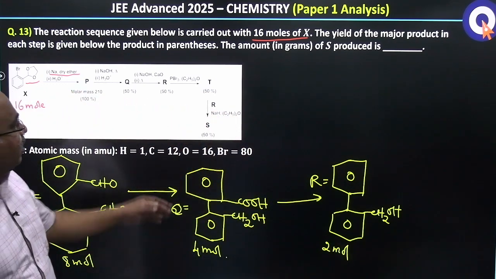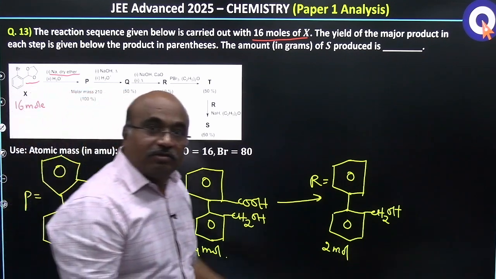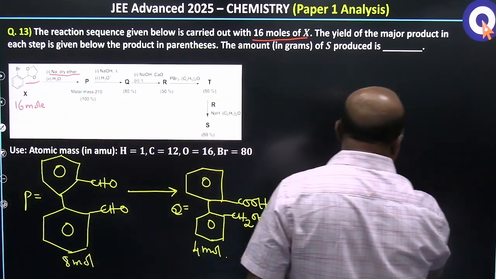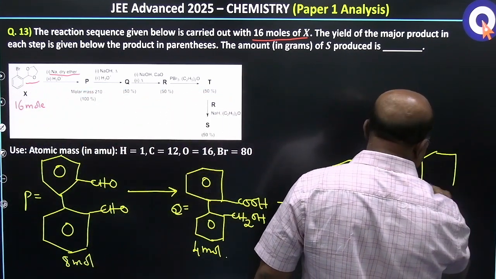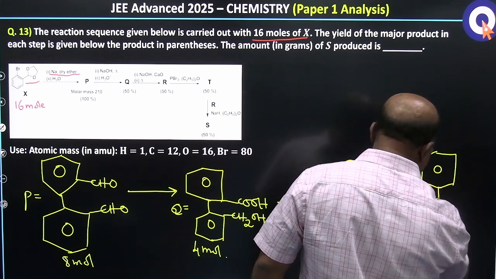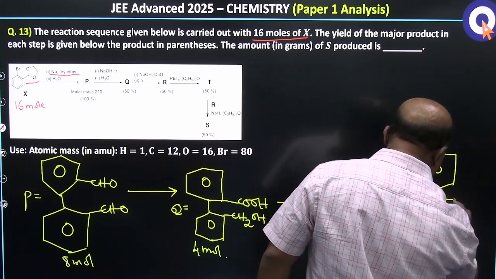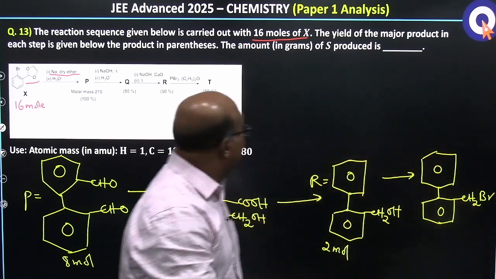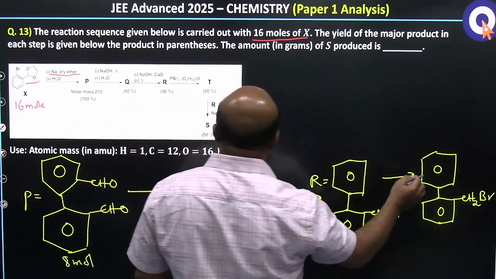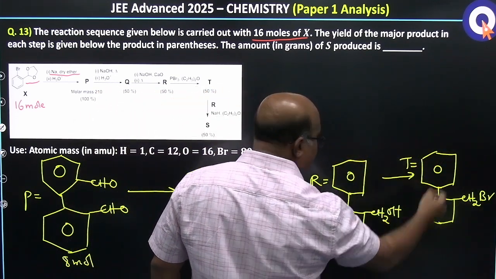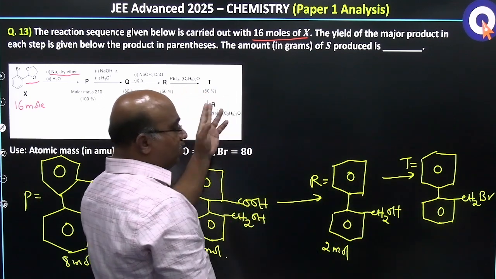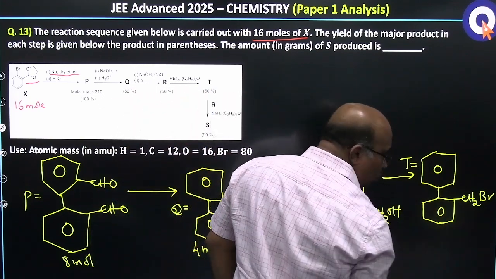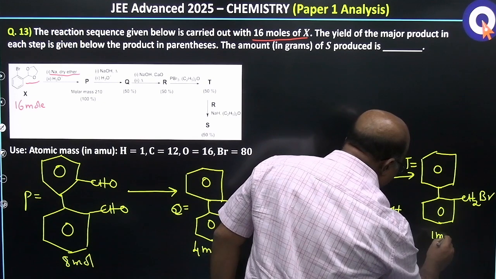Next, the reaction with PBr3. Alcohol on reaction with PBr3 will be converted to alkyl halides. So it will convert into CH2Br. This is our T. Again he said it is 50%. So 2 moles should give 2 moles, but now we will get only 1 mole.